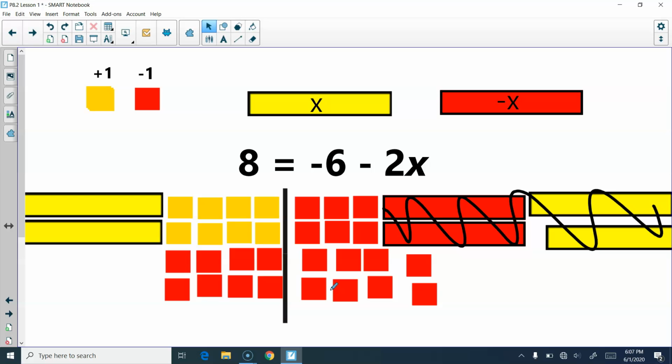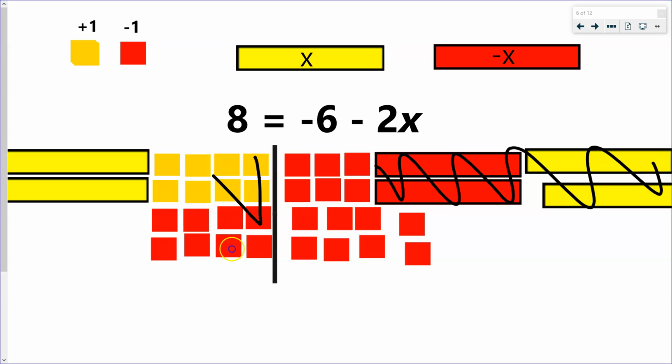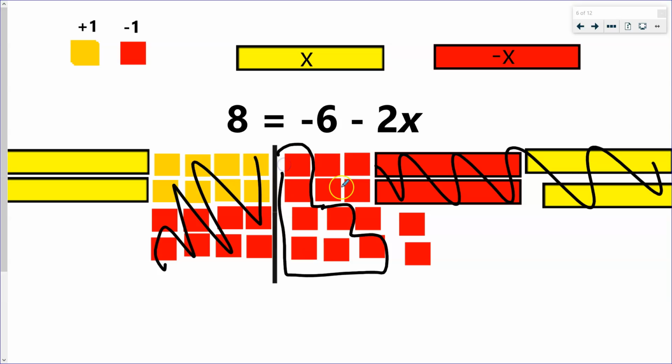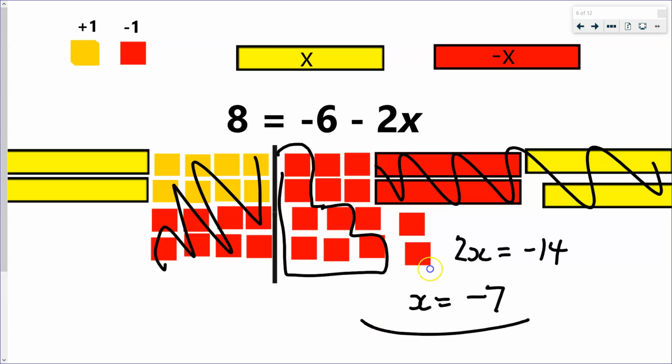-14. Okay, and those can be divided into 2. Those -14 into -7 each, right? If we group them. So these are gone. These can be grouped into 7. 2, 3, 4, 5, 6, 7. 1, 2, 3, 4, 5, 6, 7. So x equals -7 because they're red, right? 2 of these x's are equal to all of these, which is -14. So I found my answer.